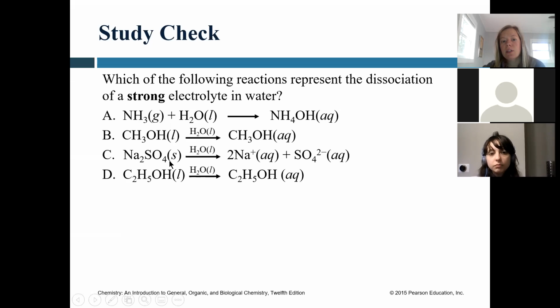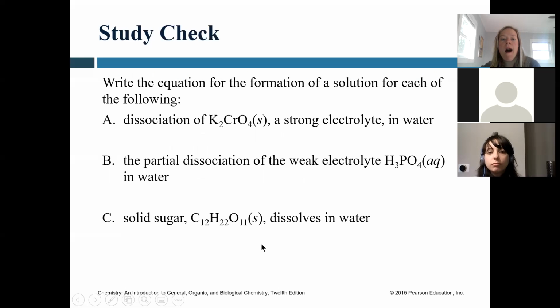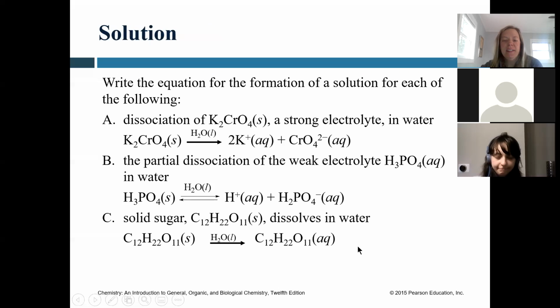This third one here, we do have a molecule, and we can see that we have a single arrow that puts it into its ionic form. So we would say that that is definitely a strong electrolyte solution. This one down here is like B, in that we're just going from a liquid into a dissolved aqueous form, but it's still staying as a molecule packet, so we don't have any ions to conduct electricity. So just C. Okay, I think we're good there.